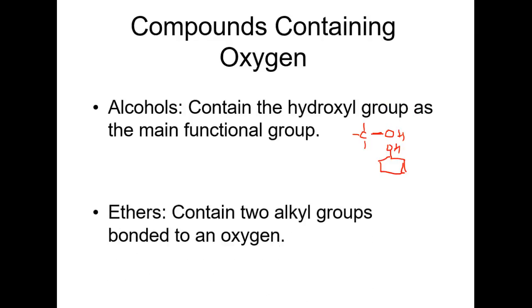Next one are ethers. Ethers are very similar to alcohols, except you have two carbons flanking your oxygen. Here we have a carbon, oxygen, hydrogen. Here we have a carbon, oxygen, carbon. That's what makes an ether.